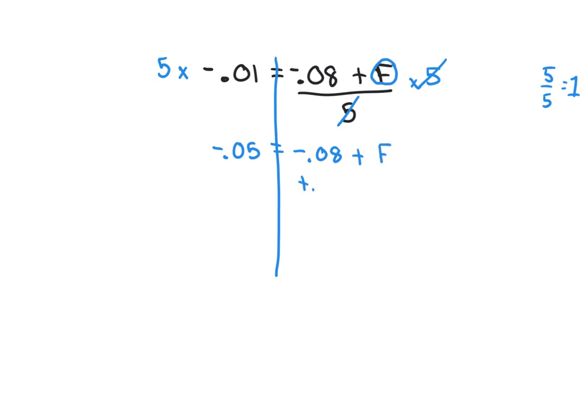Now we will add 0.08 to both sides. The reason we added is because technically on the right side we had negative, so the opposite would be to add. Minus 0.08 and plus 0.08 are opposites, so that comes out to be 0. And then negative 0.05 plus 0.08, that would be positive 0.03.